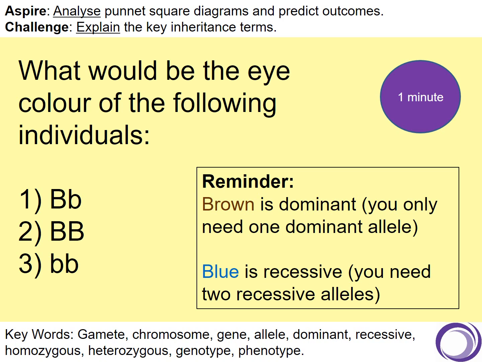So 1 minute, what would the eye colour be of person 1, person 2 and person 3 if these were their genotypes for eye colour alleles?